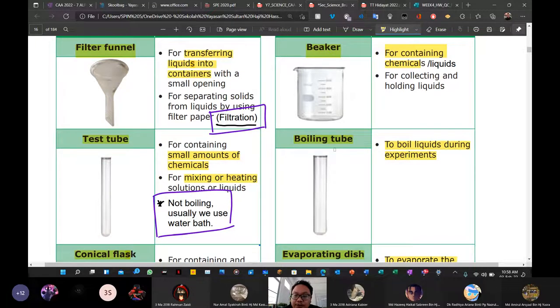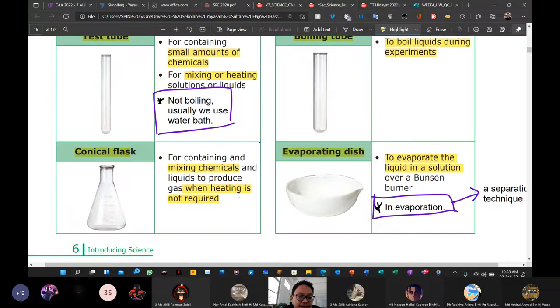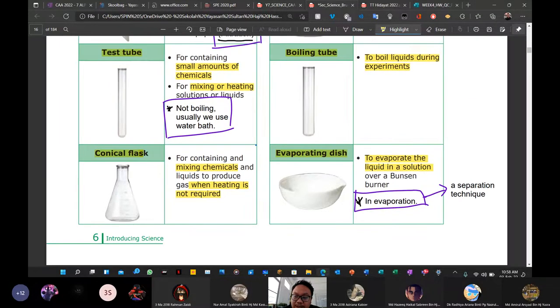Okay. Boiling tube to boil liquid during experiment. Only boil liquid during experiment. Conical flask, like I showed to you during the lab, it is used to mix chemical, but no heating is involved. So you put chemical inside here, but you don't heat it up. Evaporating dish. To evaporate liquid in solution, and there is a separation technique called evaporation, just this one.